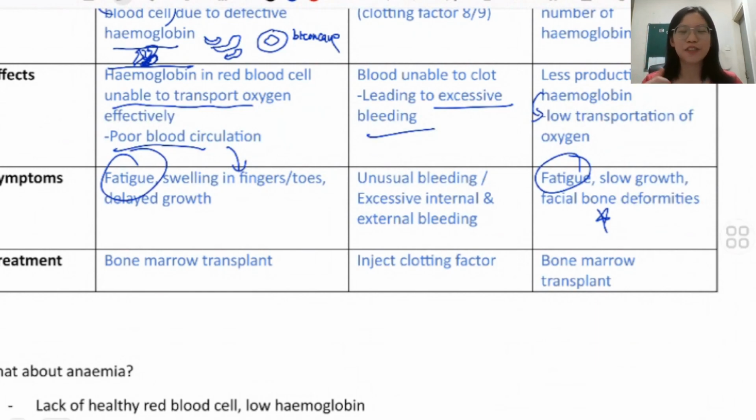Sorry, injecting clotting factor is where they synthesize the clotting factors in the lab and inject them into the patients. Maybe I can't be specific on this, but probably in some period of time, they have to go for this injection of clotting factor.